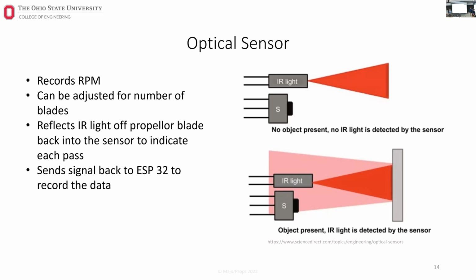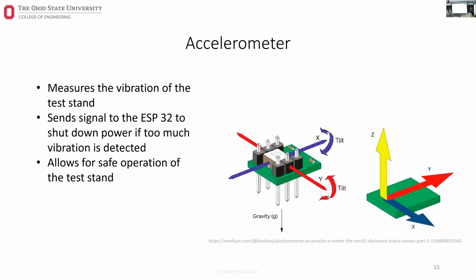Another sensor that we're adding is the accelerometer. By adding the accelerometer, it's more of just a safety feature. It's going to detect, I believe it works in G's, however many G's it detects, it will send back to the ESP. If it records too high of a value, it will tell the ESP to shut down the motor.